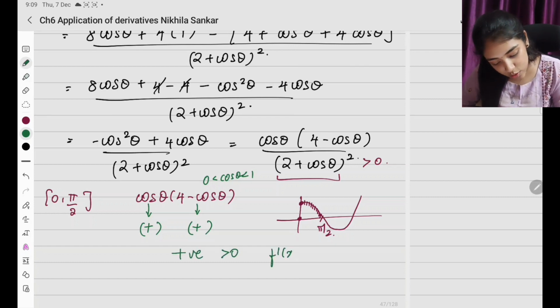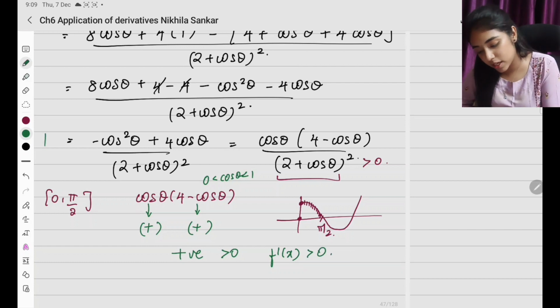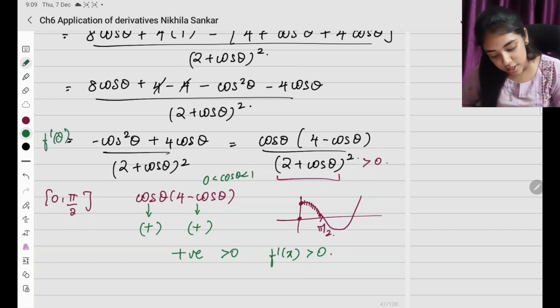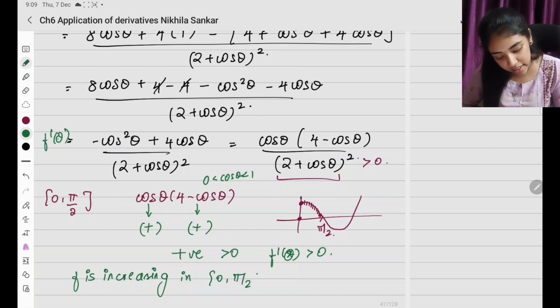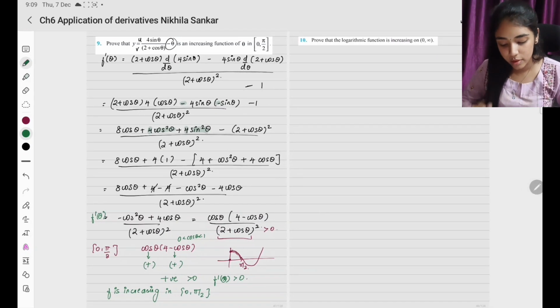What is greater than 0? F dash of x is greater than 0. Now we have f dash of theta greater than 0, which means f is increasing. The given function is increasing in the interval 0 to pi divided by 2. Okay. Please copy.